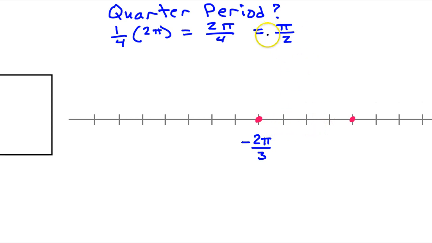So that's why I'm going to add pi over 2 over and over again. So I need to take negative 2 pi over 3 and I need to add pi over 2 to it to find out what the next mark is going to be. But of course we need like denominators, yeah? So to get like denominators, I'm seeing denominator of 6 coming. So I'm going to multiply this by 2.